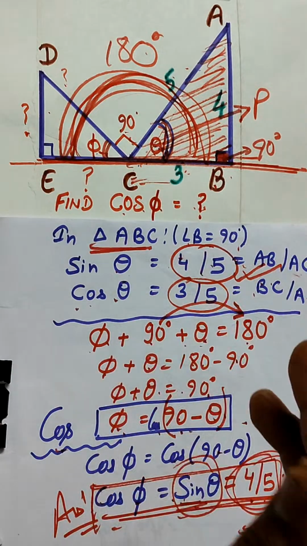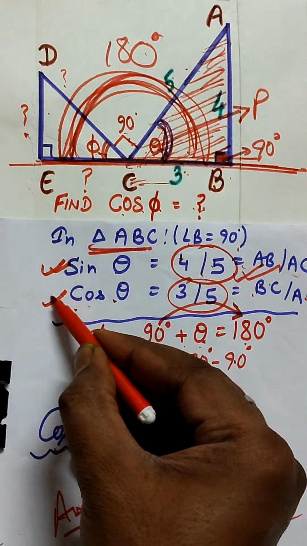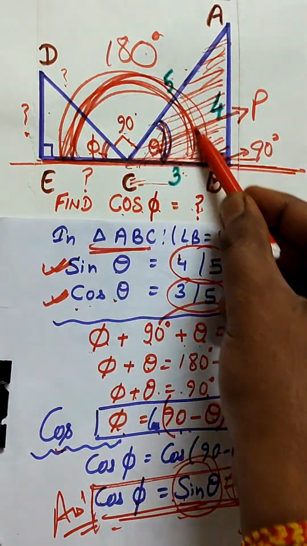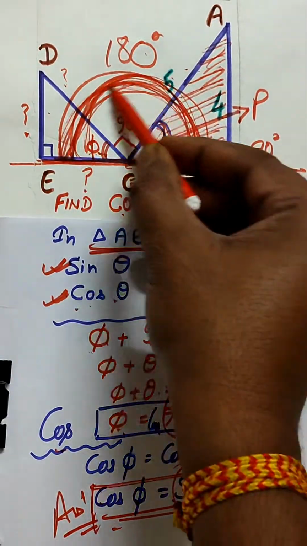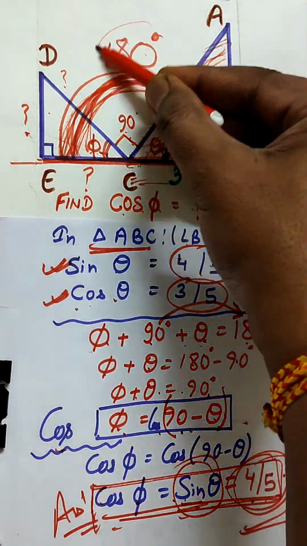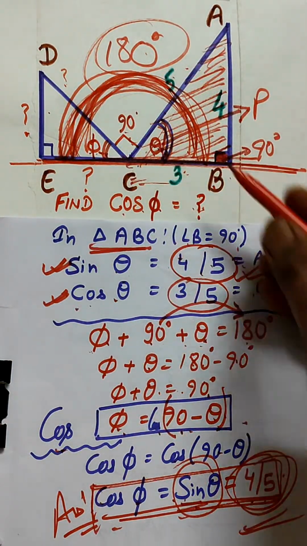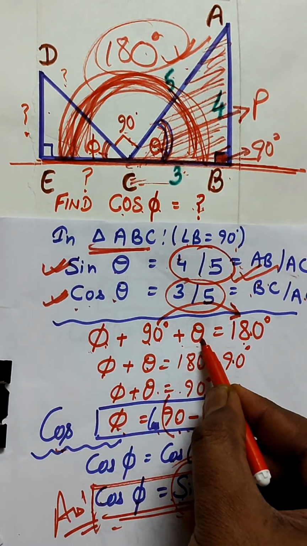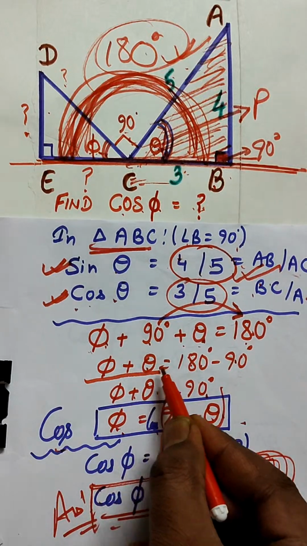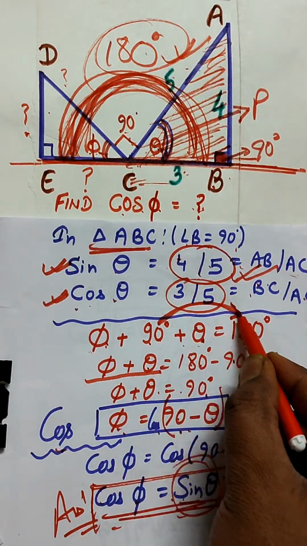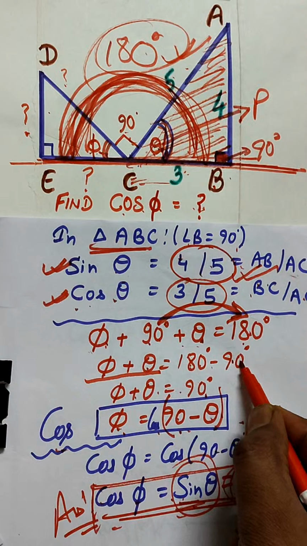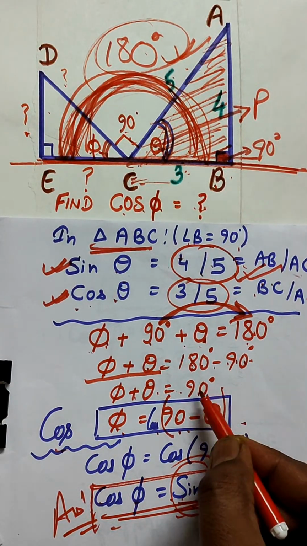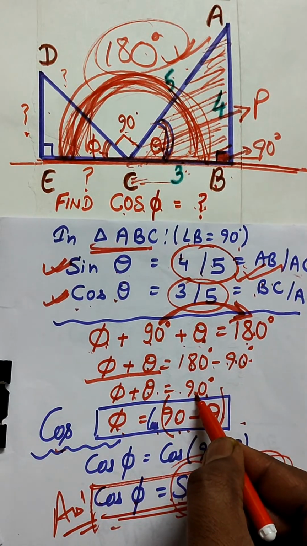Now we are done with one part. In the second part, you can see phi plus 90 plus theta will form a linear pair, that is equal to 180 degrees, right? So we can say phi plus theta will be equal to, when 90 comes to the RHS, 180 minus 90. So 180 minus 90 is 90. So phi plus theta can be written as 90.